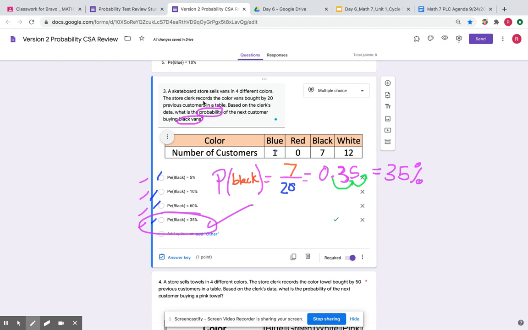Now, I hope this clarifies a little bit of what you're doing for questions 3 and 4. We had to switch it up on you guys because now we have to really prepare you for decimals, fractions, and percentages.